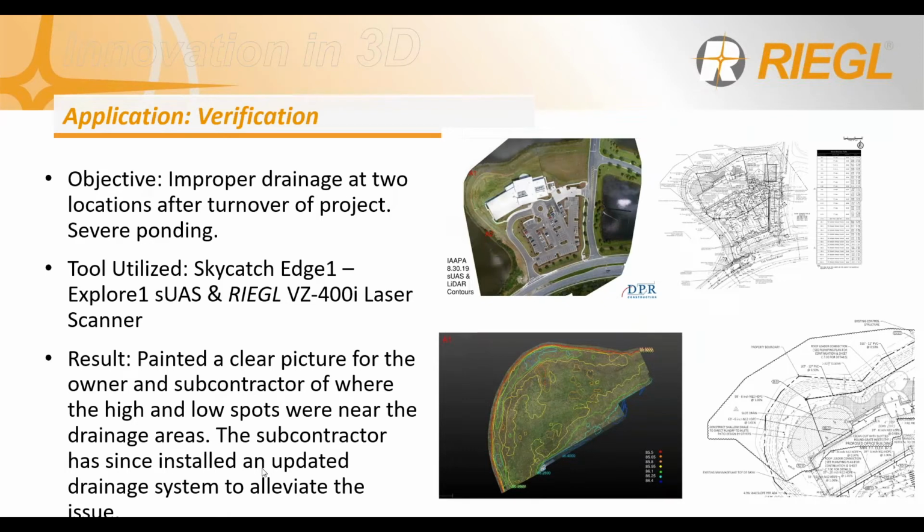Verification. So here's an example of how verification can be done on your site with LiDAR. This is a completed project that had been turned over to the owner who was having water pooling issues on their site. What was found was that at the turnover of the project, 2 of the locations on the site had improper drainage and were suffering from severe ponding. Both terrestrial LiDAR and drone imagery were utilized on this site and helped to paint a clear picture for both the owner and subcontractor of where the high and low lying spots were near the drainage areas. Because of this data and the clear need of the owner, the subcontractor has now since been able to install an updated drainage system to help alleviate this issue.